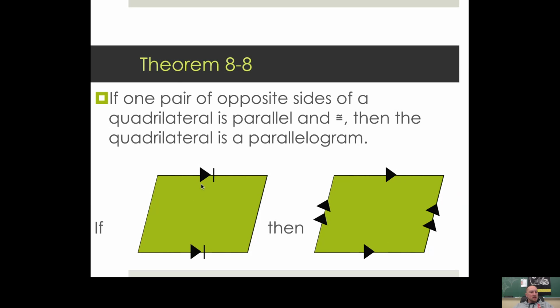So here's what this looks like. We know the top and the bottom are parallel, but there's no marks on the left side and the right side. We also know that the top and the bottom are congruent. If that happens, then this shape is a parallelogram. So we don't need to know anything about one of the pairs of the opposite sides. As long as we know one pair of opposite sides are congruent and parallel at the same time, then it's a parallelogram.